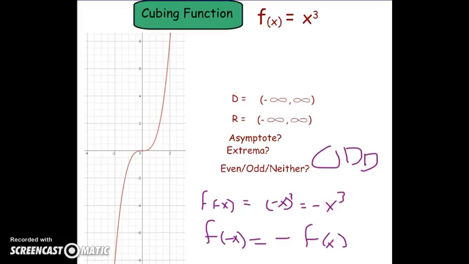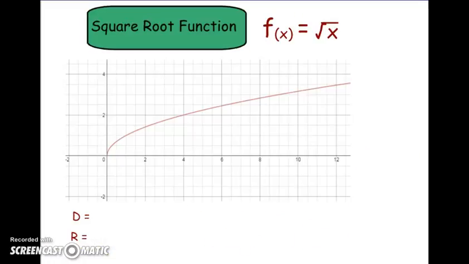Of course, graphically, we can see it is odd because we have origin symmetry. Fold the graph along the x-axis, then fold again along the y-axis, and it will fold right on top of itself. Next up is the square root function.